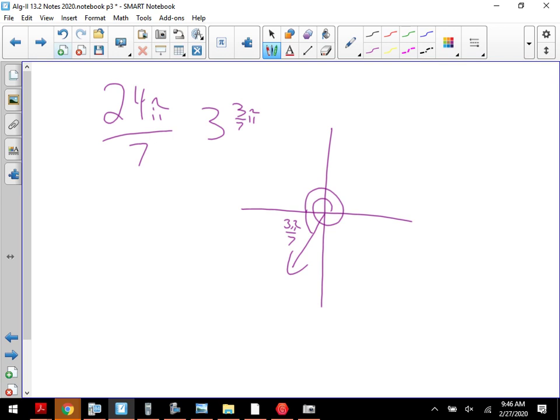Okay. Now this one was beyond 1 full revolution. Is it beyond 2 revolutions? No. If it was beyond 2 revolutions, it would have been 4 pi.